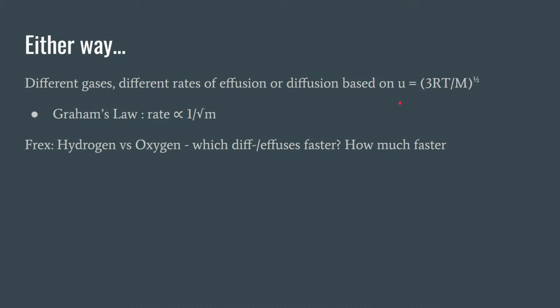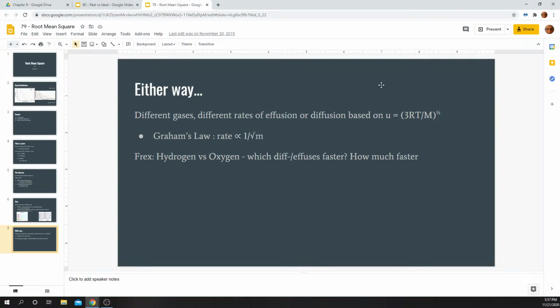All right, so that is the root mean square law. Root, because we're talking about a square root. Mean, because we're talking about averages, so the average for u. And square, because, again, square root.